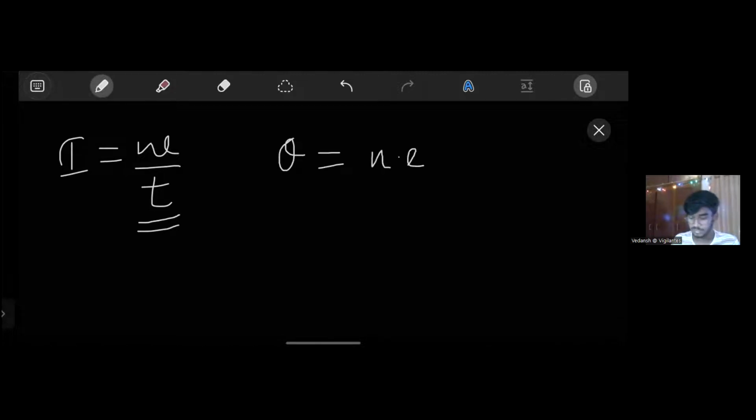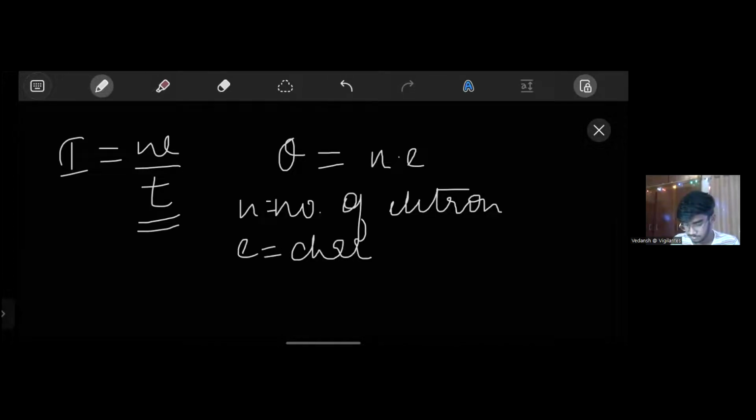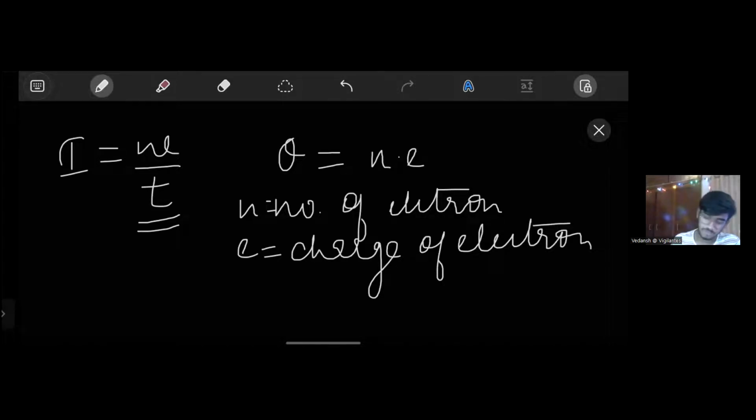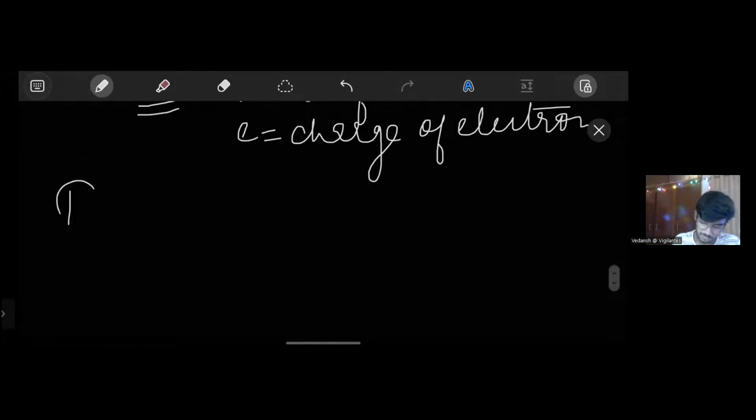One more thing you can say, that I is equal to NE by T. The big question is why? Because Q is equal to N into E, correct? Where N denotes the number of electrons and E denotes the charge of an electron. So now we have another derivative of I equals Q by T, which is NE by T.